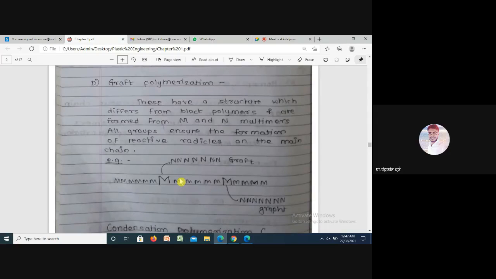So give the heading D, write graft polymerization, and write this. Complete the D. Take 2 minutes and complete it.